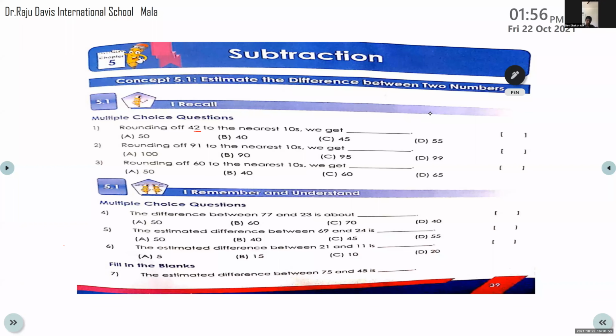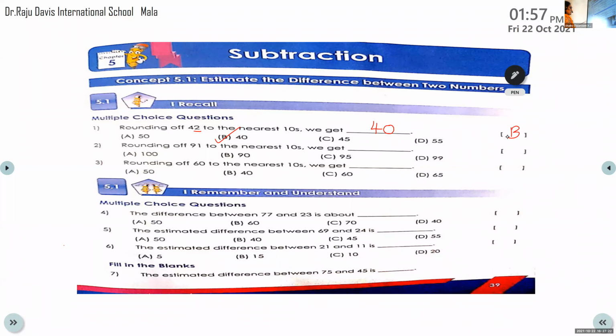Yes, it comes under the first rule. 2 is smaller than 5. So in place of 2, you have to put 0. No changes will be there. Okay, so 40 is the answer. Put a tick mark on B, write 40 over there.